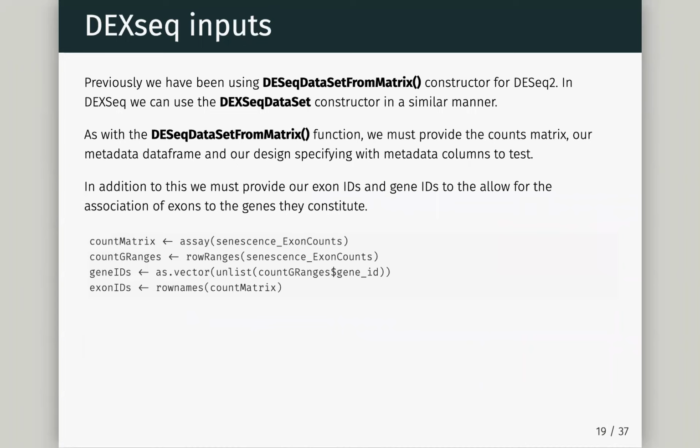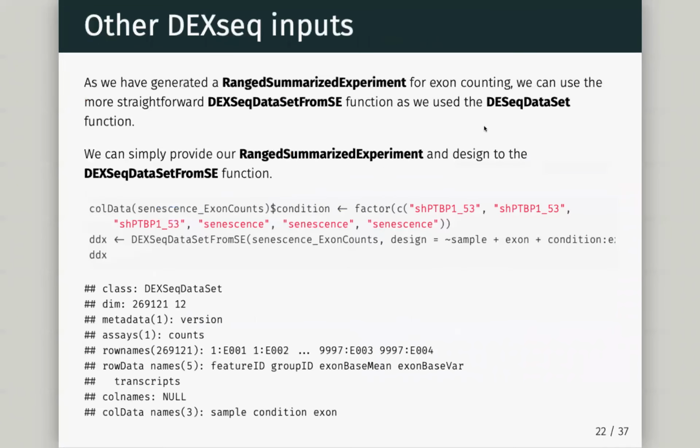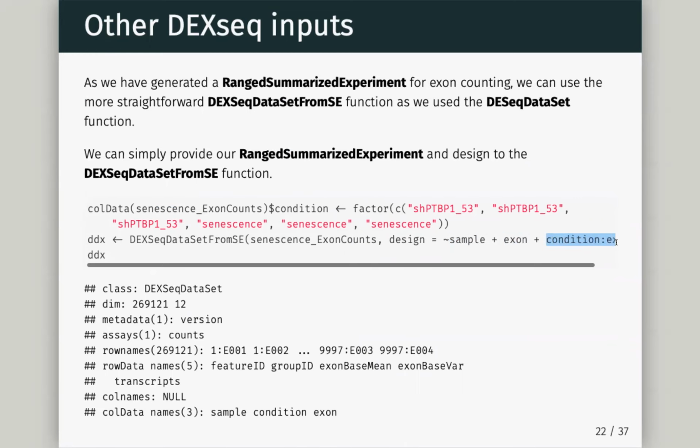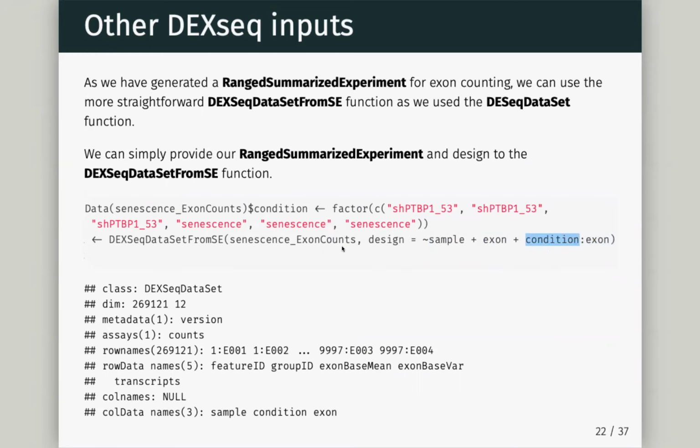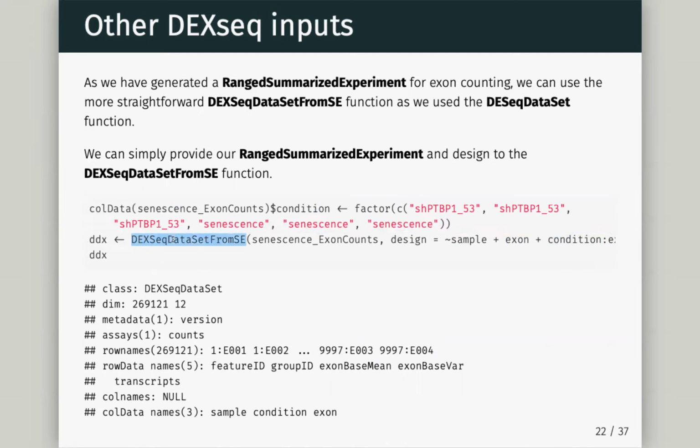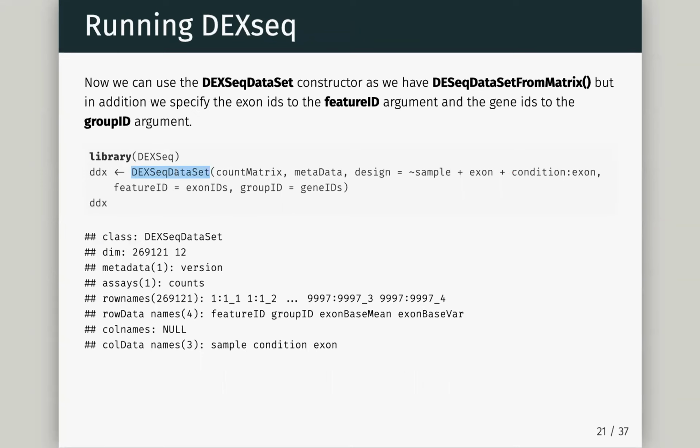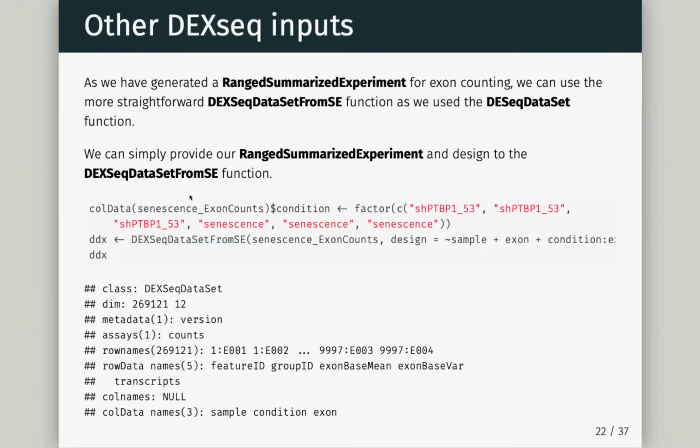And then we need to specify, always we need to specify our design. Again, it's just always sample, exon, and then whatever our group information is here, we know that's condition, and then exon. Okay. I always found that a little weird, that DEXseq has DEXseq from dataset, DEXseq dataset, and accepts a summarized experiment object. This one goes a bit backwards, and DEXseq dataset needs the count matrix and all the parts, whereas this one from SE works a bit more like DESeq does.